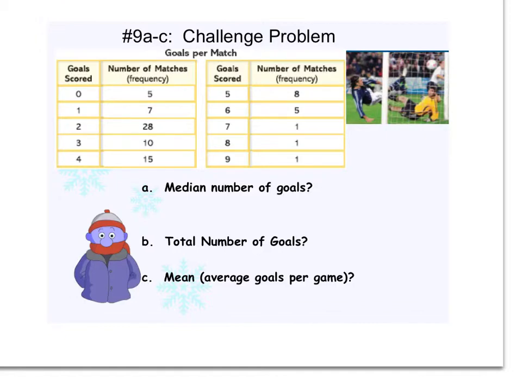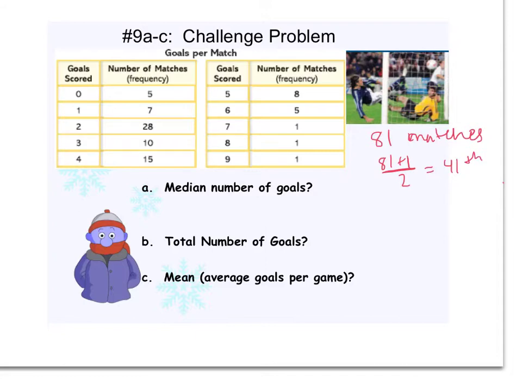So I have 5 plus 7 plus 28 plus 10 plus 15 plus 8 plus 5 plus 1 plus 1 plus 1. That would make 81 different soccer matches. So I've got 81 different data values represented. To find the middle one, we're going to do our n plus 1 divided by 2. 81 plus 1 divided by 2 is 82 divided by 2 is 41.